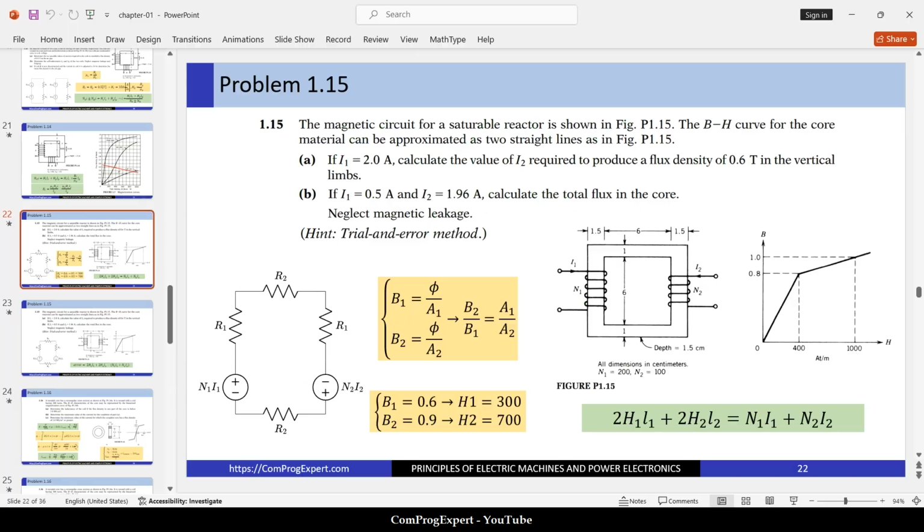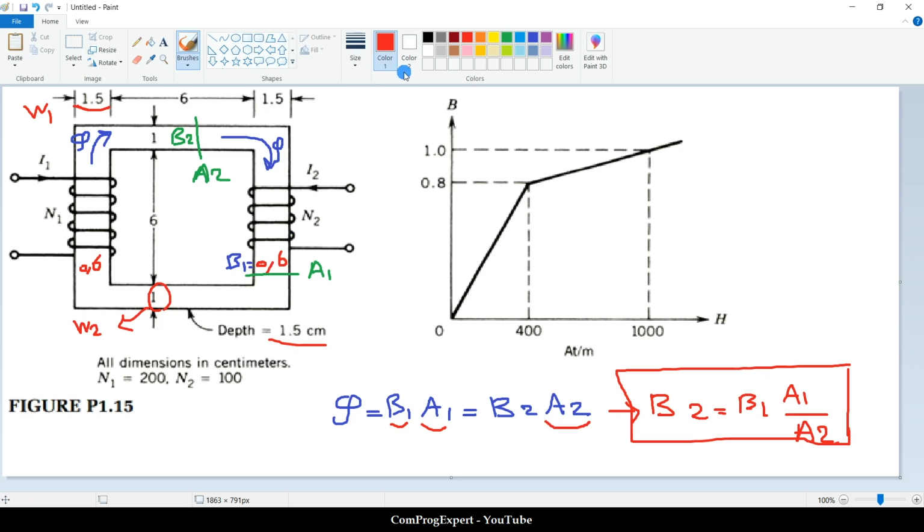So we found this number. The value of B2 is 0.9 Tesla. So if we have 0.6 Tesla for vertical limbs, the value of B for horizontal limbs will be equal to 0.9 Tesla.